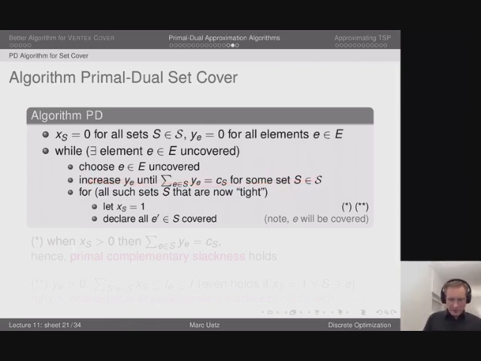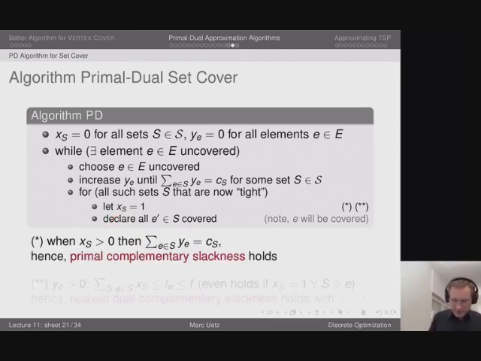So let me again summarize what we have. Whenever we set a primal variable to be larger than 0, so that means selecting a set S, the corresponding X will be set equal to 1, then the corresponding dual constraint is fulfilled with equality by construction, okay? So hence primal complementary slackness holds, with this approximation factor alpha equal to 1.